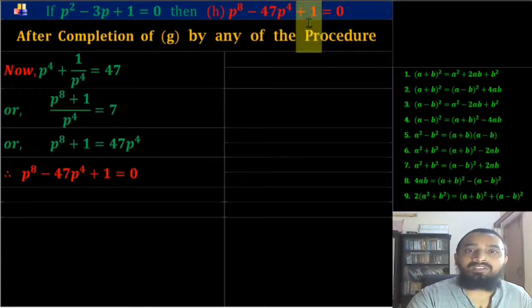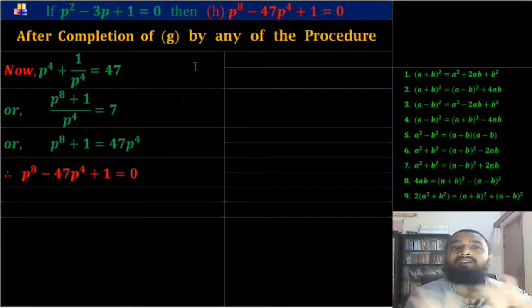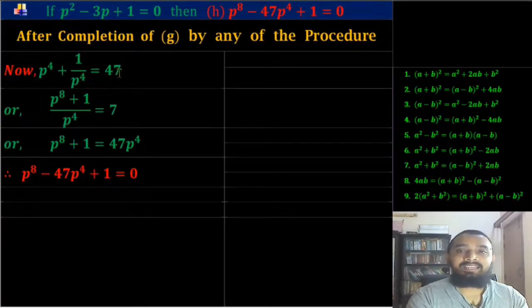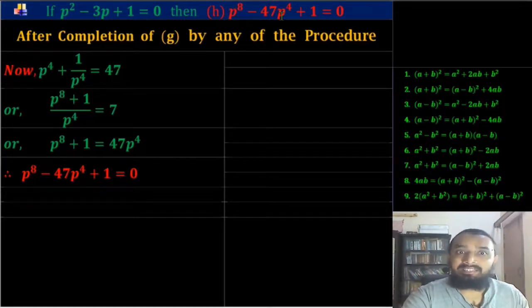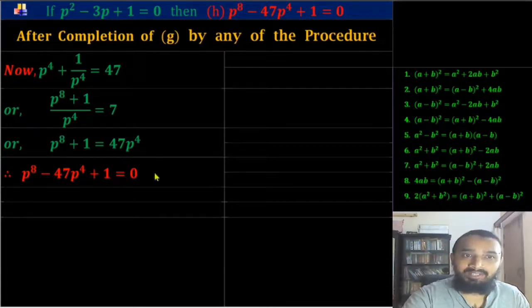That means we will start our problem from p⁴ + 1/p⁴. How? If you have confusion with this one, please watch the earlier tutorial, where we discuss this in detail. So look, p⁴ + 1/p⁴ is equal to 47. We just got it from G. But when we are asked to solve this one individually without G, then we need to first solve up to this line and then proceed to the next lines.